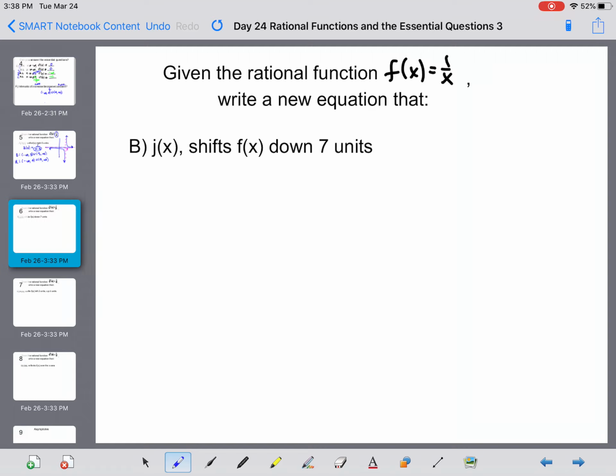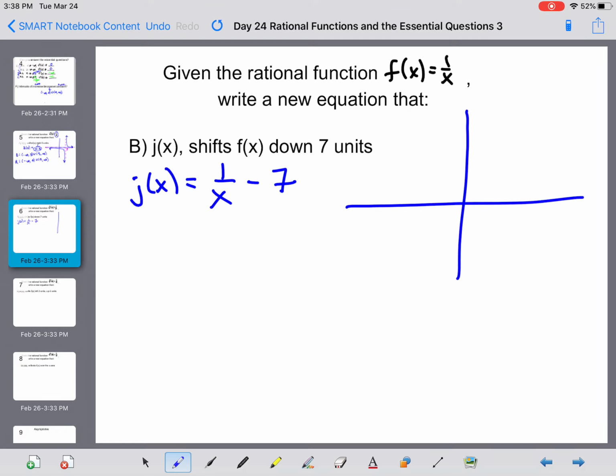Let's look at b. So we're going to look at function j of x now, and we're going to shift this down 7 units. So if f of x is defined as 1 over x, if I'm going to shift a graph down, I'm going to have it outside of what's with the x value, and it's going to be exactly as is. So if it's going down, that's going to mean it's going to be a minus 7. And let's look at a visualization here of the graph.